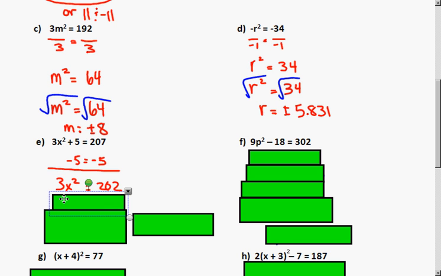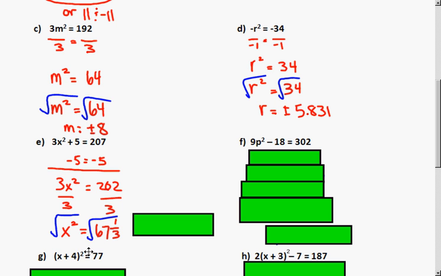Need to get rid of our 3 here. Next thing we should do is divide both sides by 3. When you divide both sides by 3, you wind up with x squared equals 67 1/3. Now what I did here is I am actually combining 2 steps. I know the next step after I divide both sides by 3, I have x squared left, so I took the square root of both sides right away. The square root of 67 1/3 is x equals plus or negative 8.206.